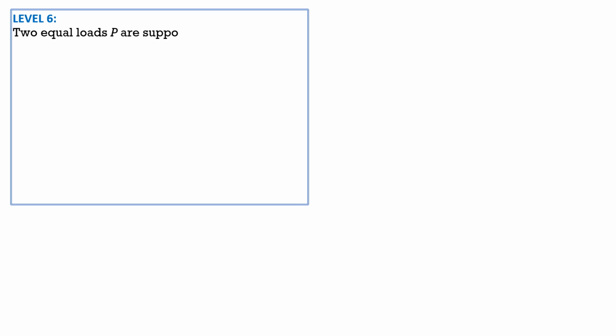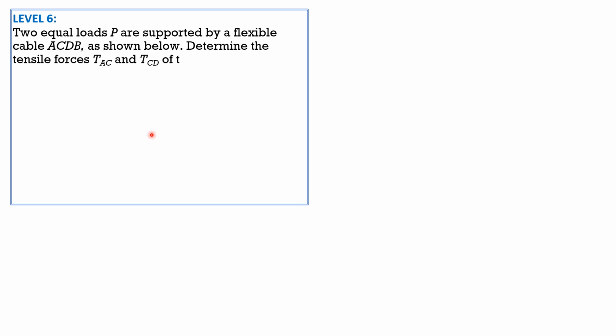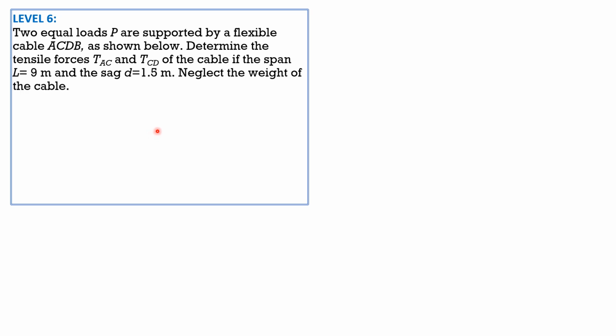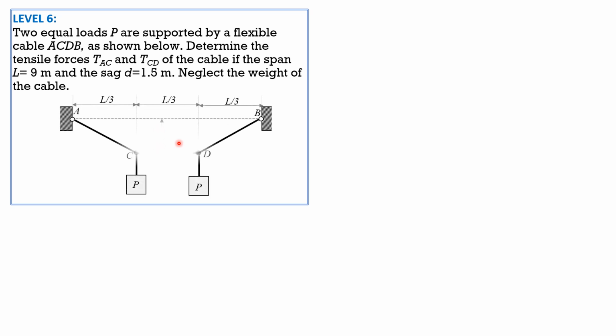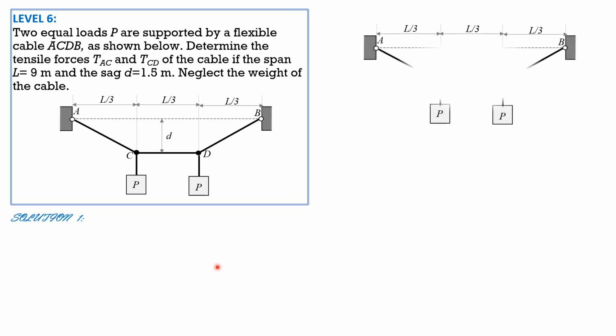Two equal loads P are supported by a flexible cable ACDB as shown below. Determine the tensile forces T sub AC and tension CD of the cable if the span L is 9 meters and the sag D is 1.5 meters. Neglect the weight of the cable. So here is the given figure. I will solve this in two ways. One is by statics, as shown.